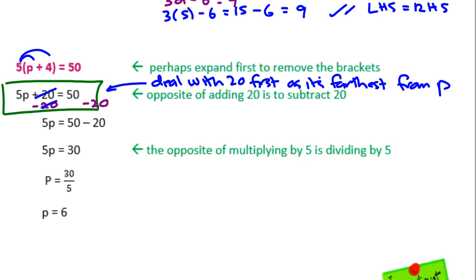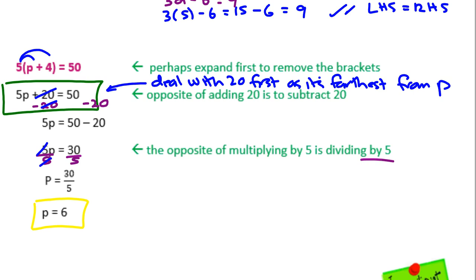Then you've got 5p equals 30. 5p means 5 times p. What's the opposite of multiplying by 5? That's right, it's dividing by 5. So you're going to divide both sides by 5, which makes the 5 cancel out here, and now we have p. So p equals 30, divide by 5, use fractions for divide, and p equals 6.